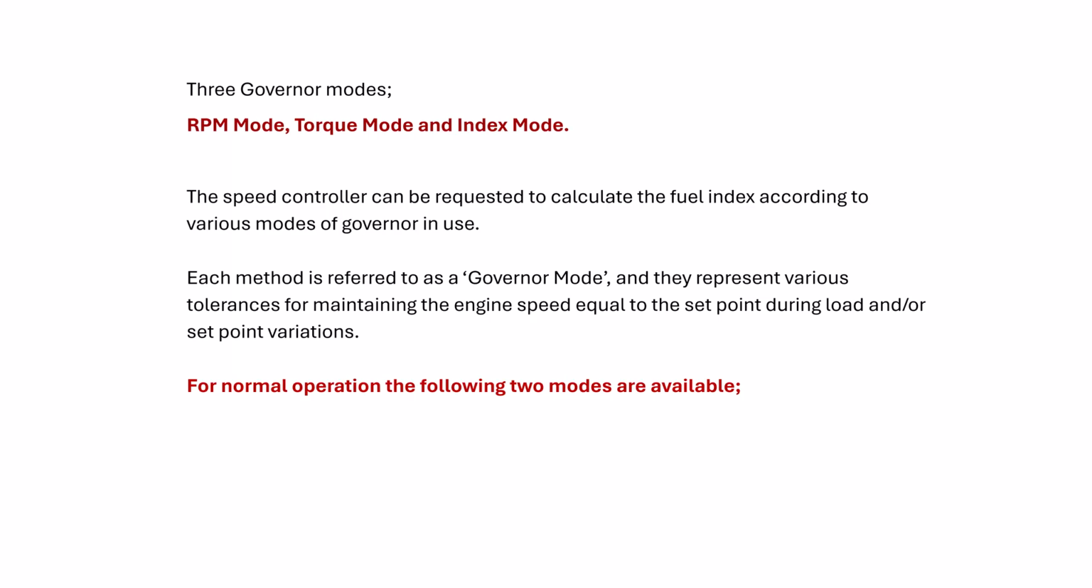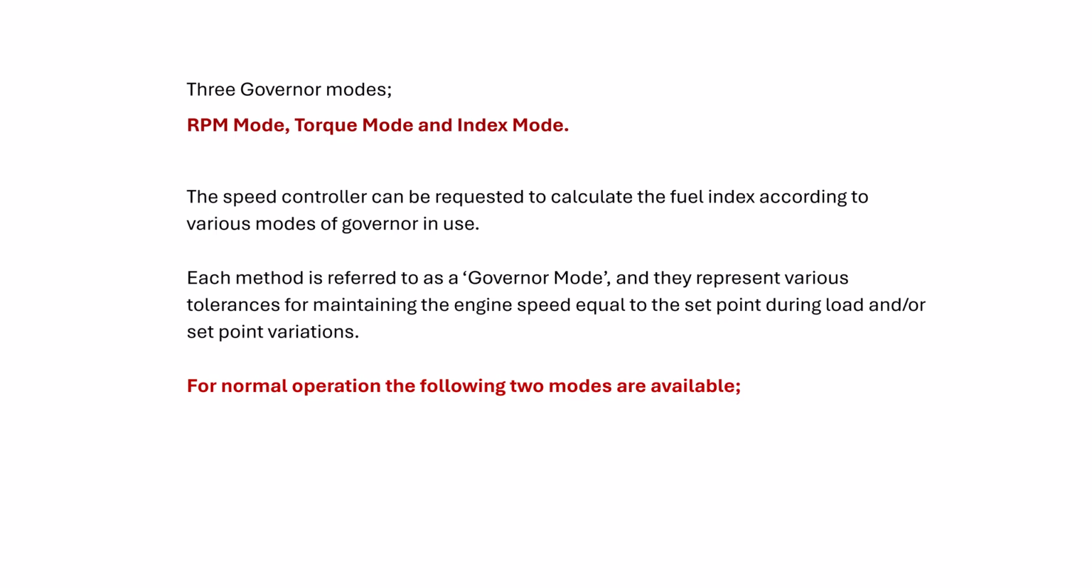So there are three governor modes: RPM mode, torque mode, and index mode. All these things you can choose as per your running requirement of the engine, whatever the condition. So the speed control can be requested to calculate the fuel index according to various modes of the governor. Basically the ECU is a governor, and it carries out the governing function. According to the governor mode in use, RPM mode or torque mode or index mode, the controller, speed controller or speed governor or whatever you can call it, or ECU, will calculate the amount of fuel, in turn the fuel index, and control that so that it follows the requirement of RPM mode, torque mode, or index mode.